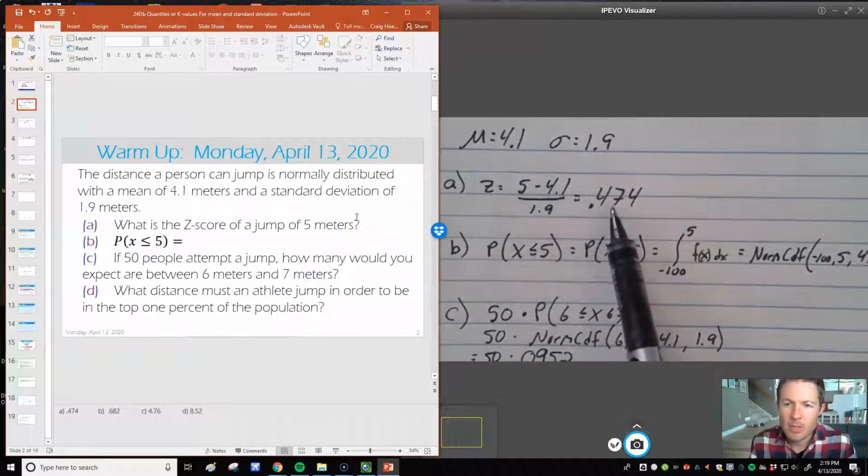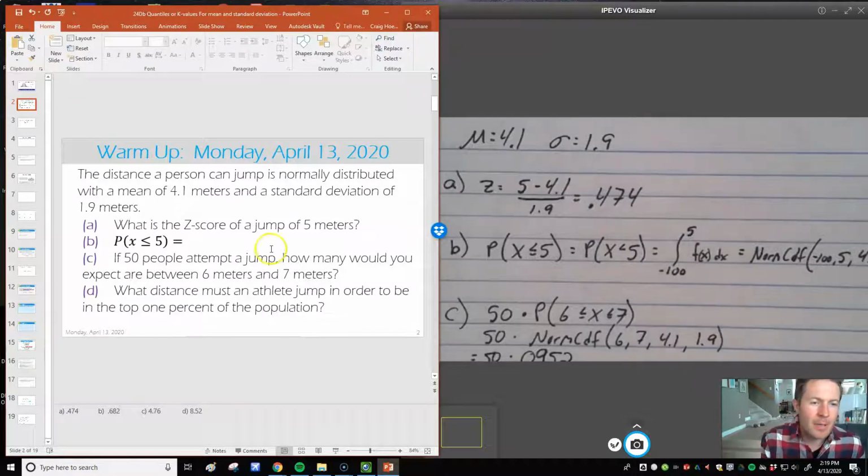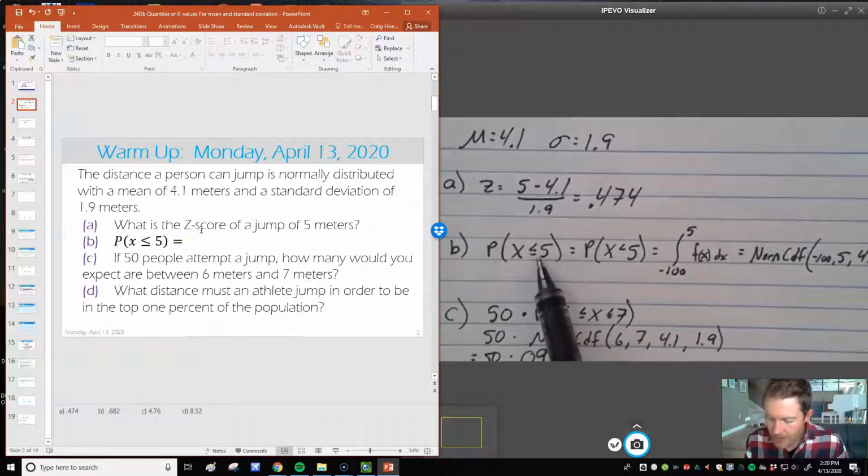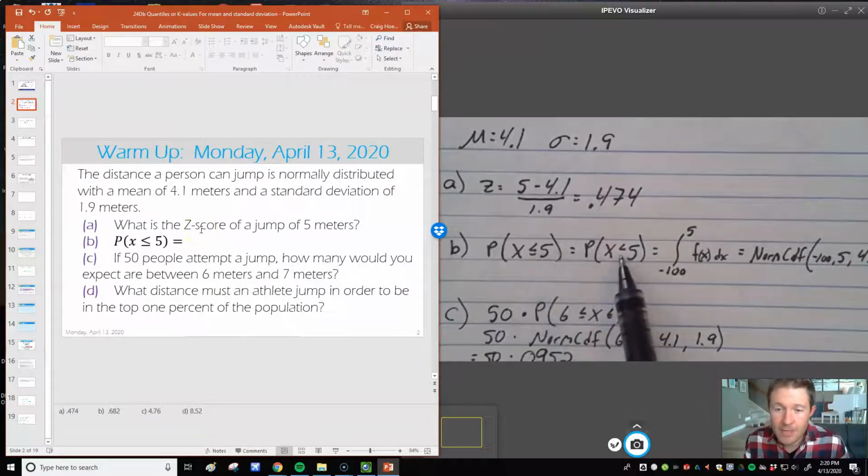I got that. So that means you're 0.47 standard deviations above the mean, so a bit better than the average. Next, the probability x is less than or equal to 5. Remember, that's the same as less than 5, because for continuous things, measurements, the probability of it equaling is 0.